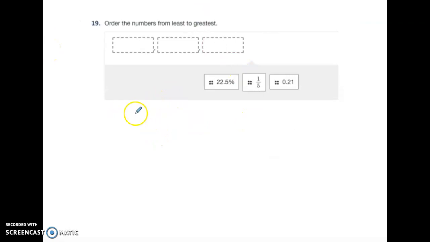Order the numbers from least to greatest. All right, so let's put them all into decimals to make this easier. 22.5% is going to be 0.225. 1/5 is 0.2, and then 0.21. Now it's easy to list, but make sure you use your original to list. So 1/5 is going to be our smallest. 0.21 is in the middle, and 22.5%.